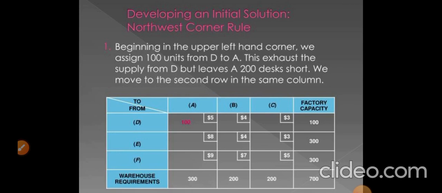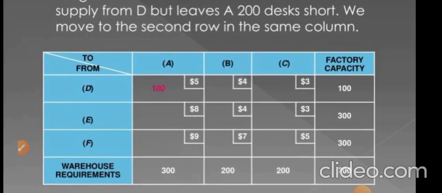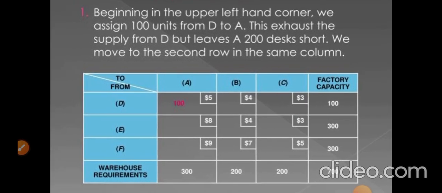So let us start with the 1,1, that is the first row, first column. The given question is like this. Here the factory capacity and the warehouse requirement should be equal. The factory capacity is 100, 300 and 300, and adding them we get 700. The warehouse requirement is 300 plus 200 plus 200. So the total is 700.